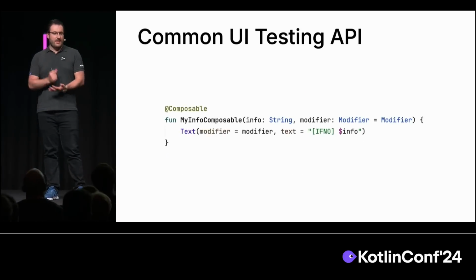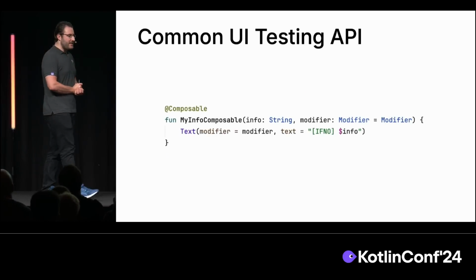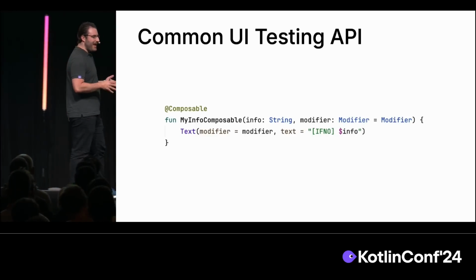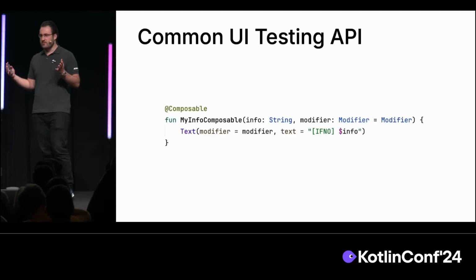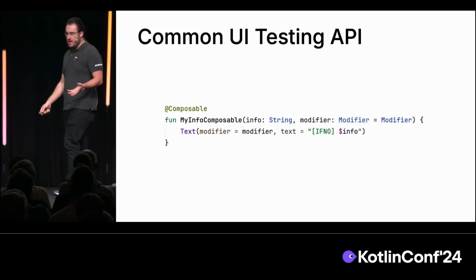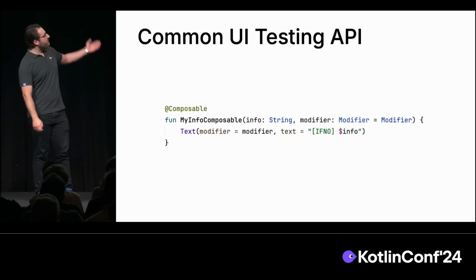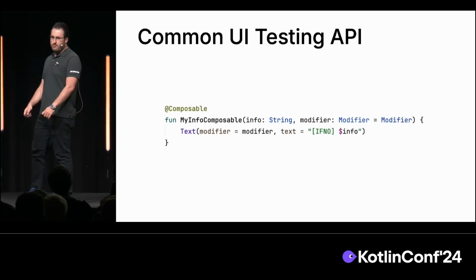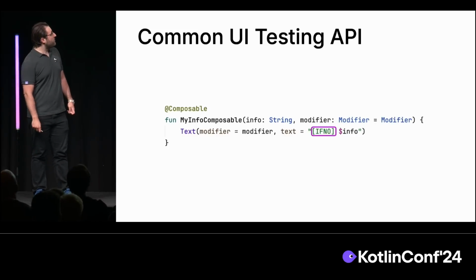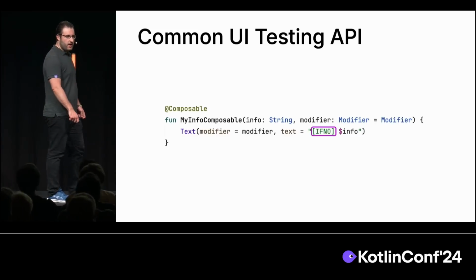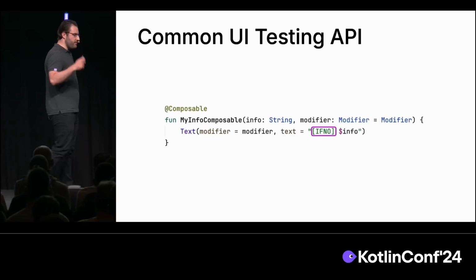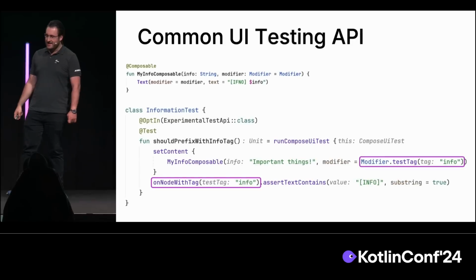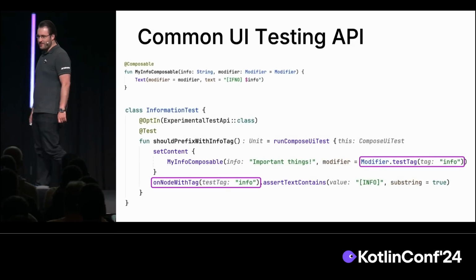We also introduced a new common UI testing API, which allows you to now write UI tests once and then execute them across all the targets you have with Compose Multiplatform. What this could look like, for example, here, we have a tiny composable. All that does is put some text on the screen that is supposed to be prefixed with info. I'm not very good at typing, but rather than relying on Grazie or some other grammar tool, it probably makes more sense to actually write a test to ensure that this thing actually does what it's supposed to.